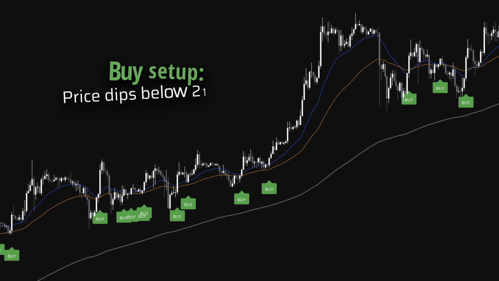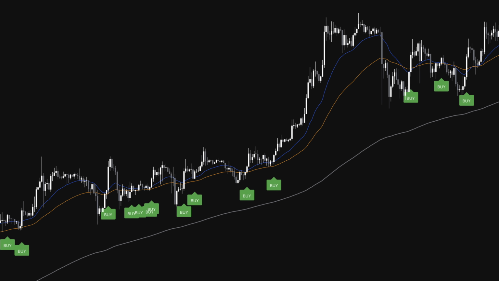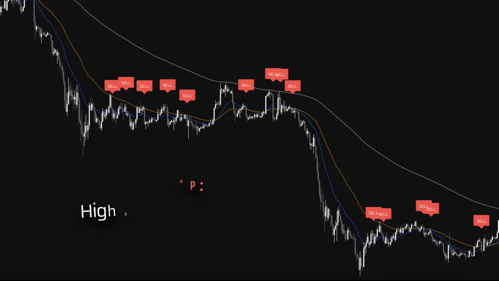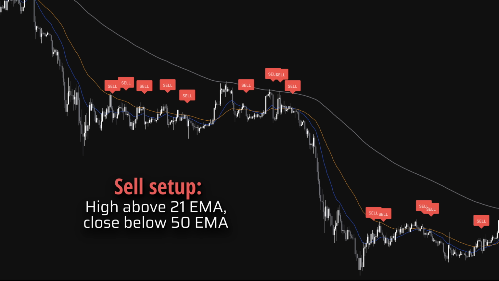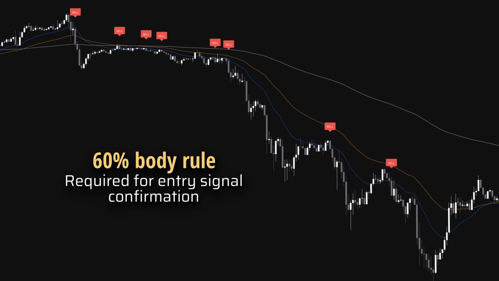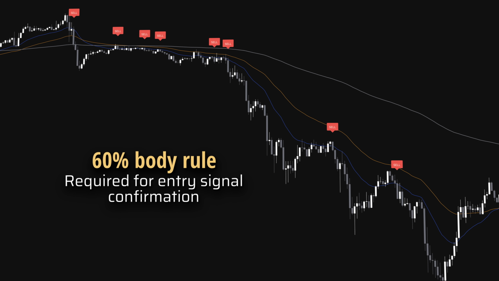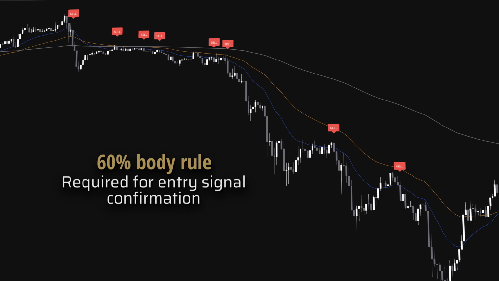Entry qualification demands price penetrate the fast 21 EMA with the low, while keeping the close above the slow 50 EMA for buys, proving the pullback stayed shallow enough to maintain bullish structure. For sells, highs must exceed the fast EMA, while closes remain below the slow average, confirming controlled retracements rather than reversals. The candlestick confirmation requirement filters weak setups by demanding strong-bodied candles, where the real body comprises over 60% of total candle range.